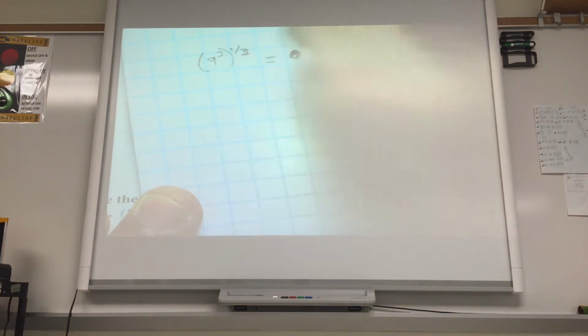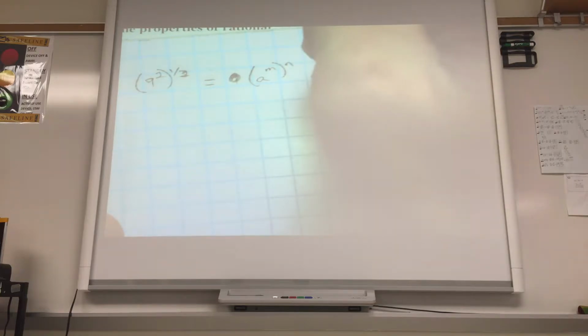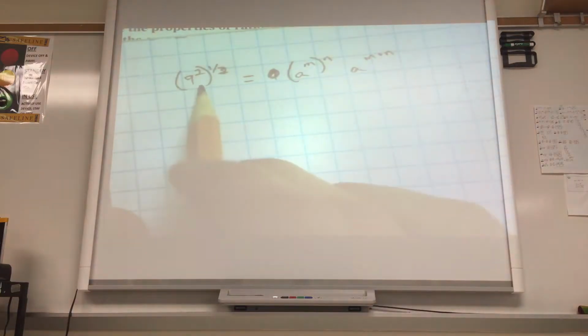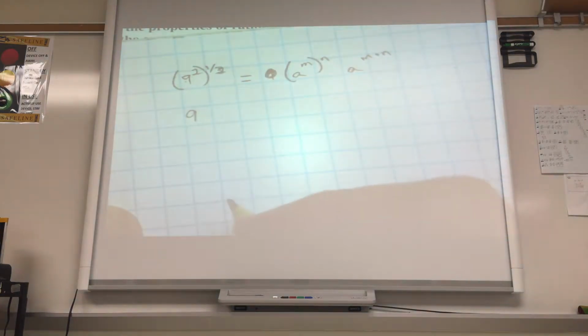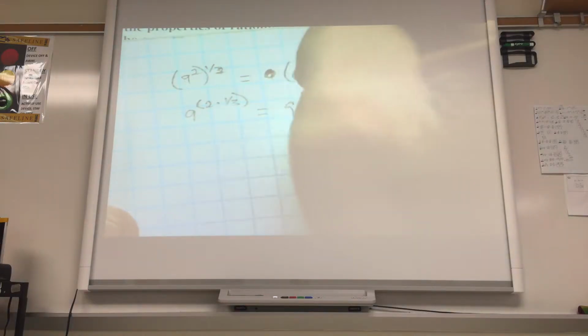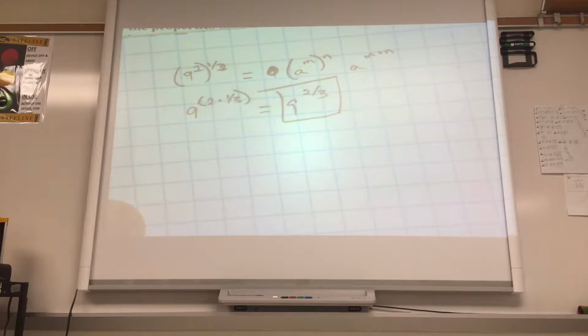The rule looks like this. It says if you have a to some power m, then that to the n power, then that's the same as doing a to the m times n. So pretty much I have a, which is 9, to the 2 times 1/3. I can write it like this, 2 times 1/3. So again, that's 9 to the 2/3, and that's the final answer. And I'm done with number 3.